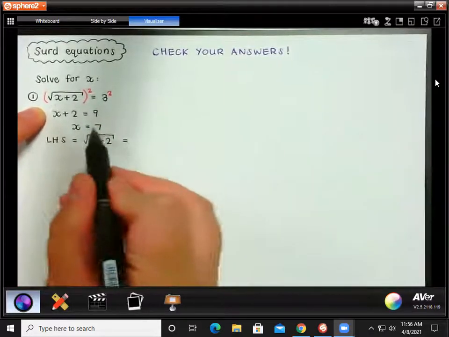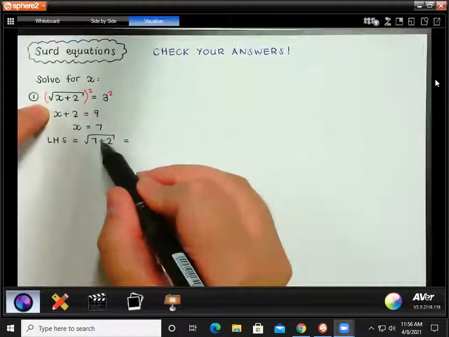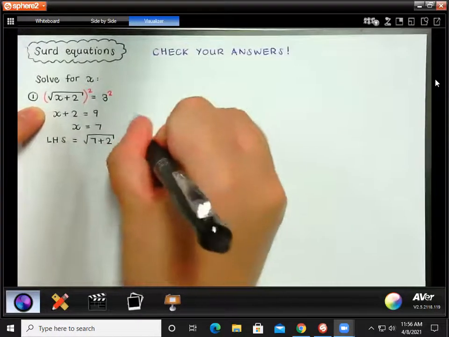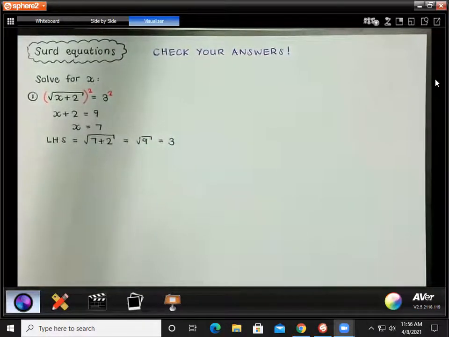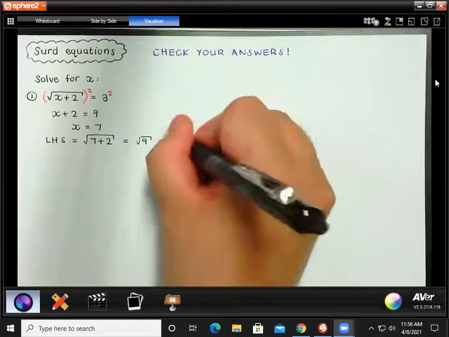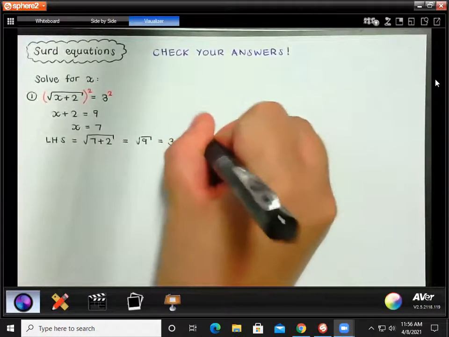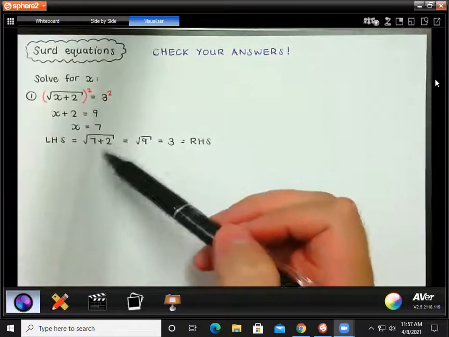So I'm subbing my x value into the equation. And what is this? What's 7 plus 2? 9. And what is the square root of 9? 3. Is that equal to the right-hand side? What do I have on the right-hand side? 3. Okay. So this is equal to the right-hand side. So what does that mean? Is x equals 7 a valid answer? Does it make my equation true? Yes. All right. So if that happens, you don't have to write anything else there. Okay, we're just checking to see whether the 7 works.